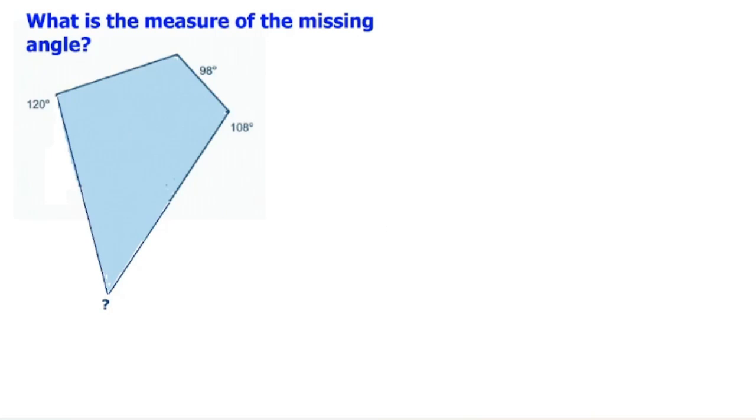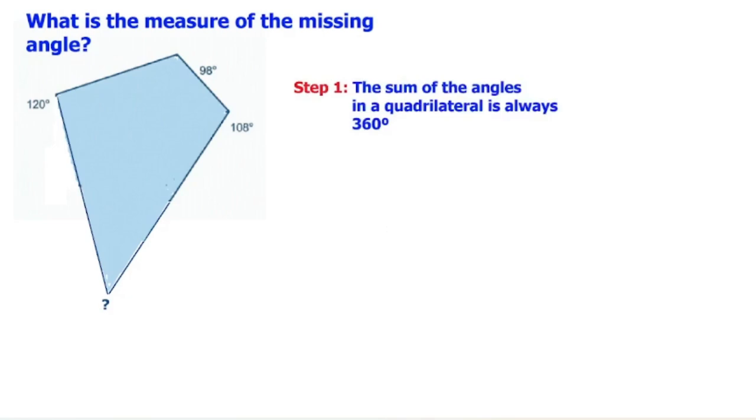In today's video, I'm going to teach you how to find the missing angle in a quadrilateral. So if we have a problem like this that says, what is the measure of the missing angle? And we have a quadrilateral here. A quadrilateral has four sides, 1, 2, 3, 4. And we know the angle measures for three of the corners, but we don't know this one. That's the one we're trying to solve.